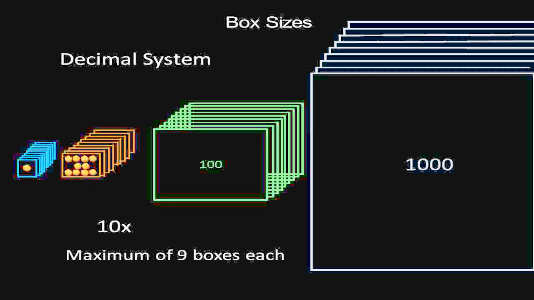There are other systems which use base 2, 2 times bigger boxes than the previous one, 4 times, 8 times, 16 times. You could have innumerable number systems. But the decimal system is the most familiar one for us.